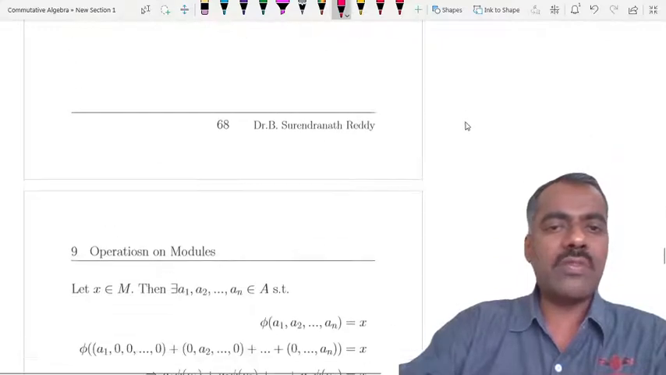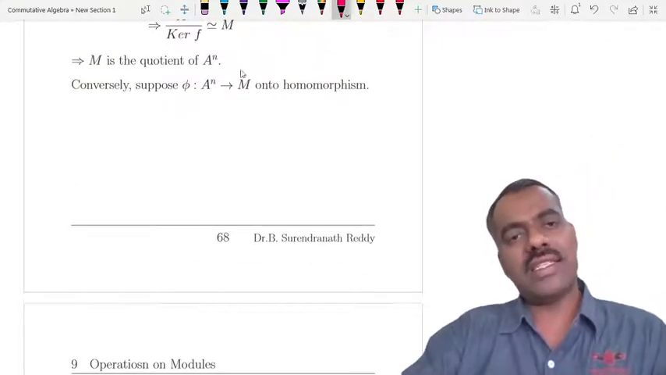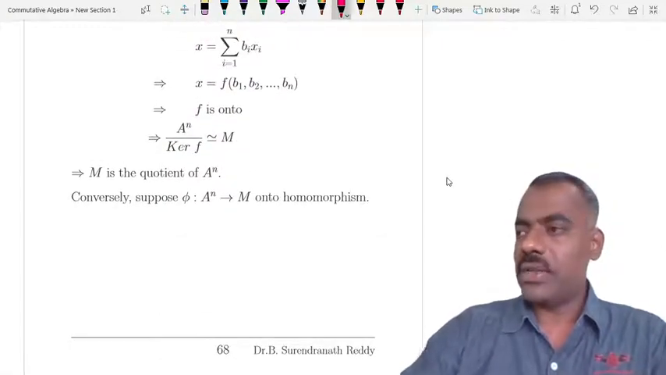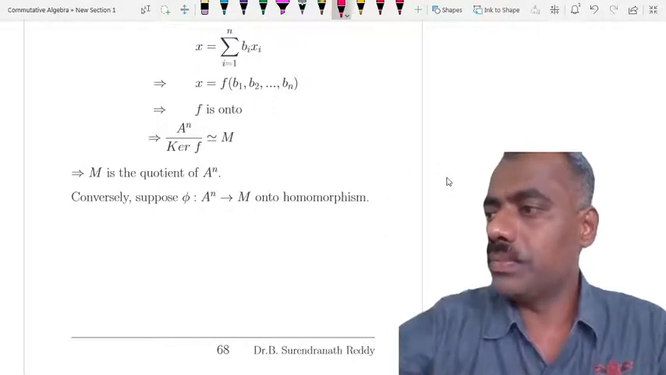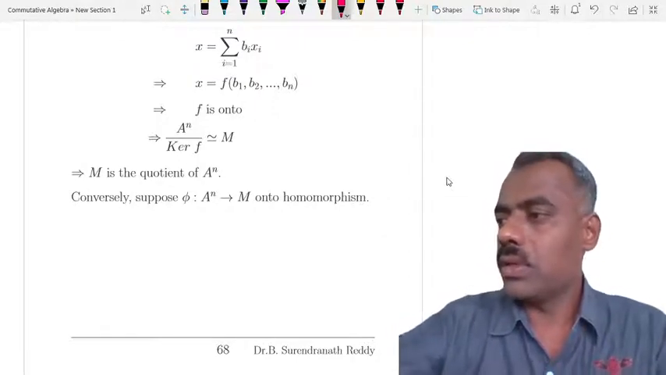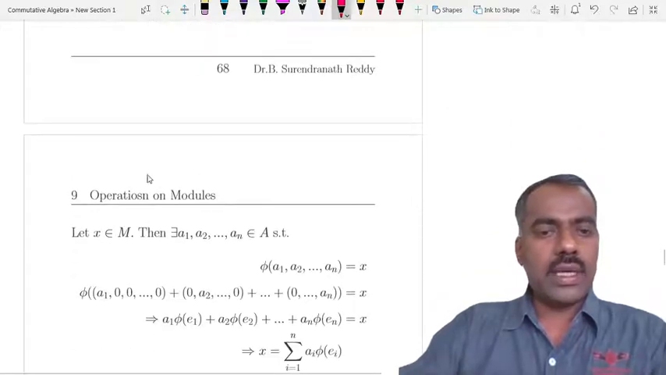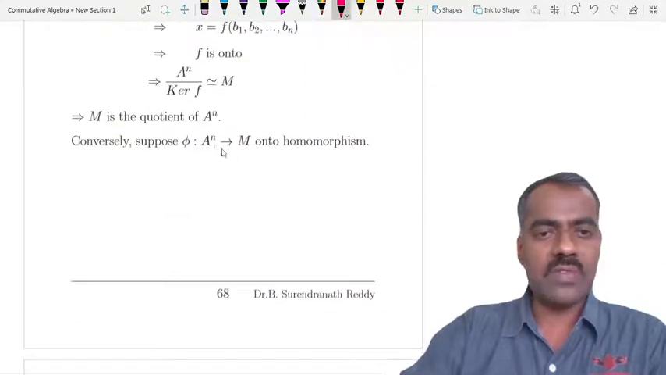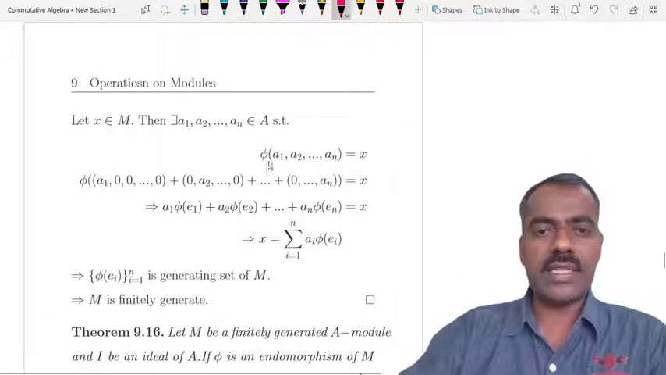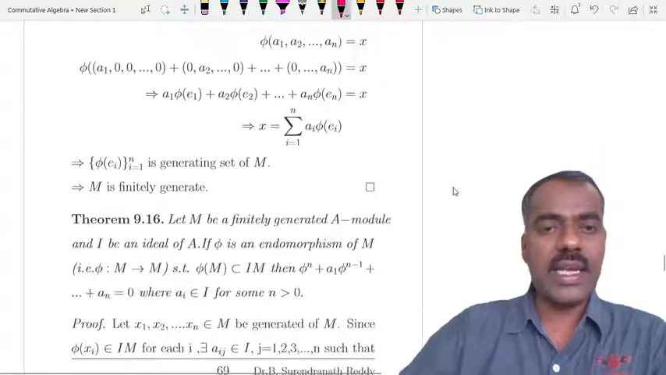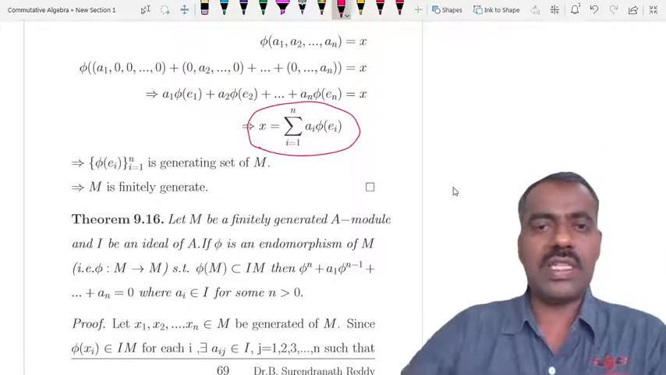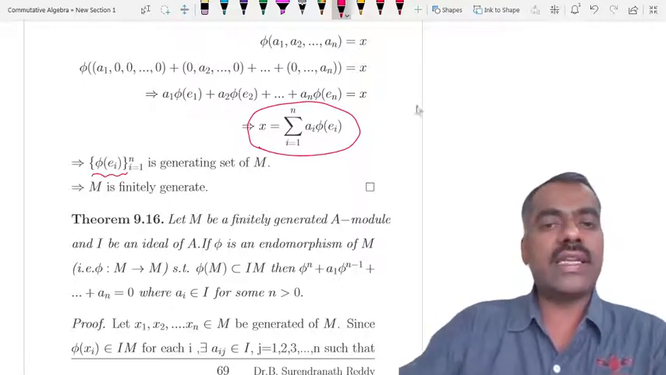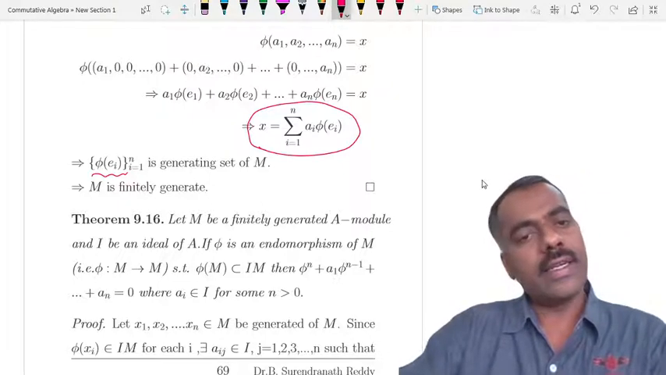Conversely, if you have an onto homomorphism, that means M is a quotient of A^n. That is the same as saying that it has an onto homomorphism, then we can show that M is finitely generated. We want to show it. So you take any x in M, then using this surjective homomorphism, there exist a1, a2, ..., an such that phi of (a1, ..., an) is equal to x. Simplify this and you will get that x is equal to the summation of ai phi of ei. That means these phi of ei's are actually a generating set for M. That shows that M is finitely generated.